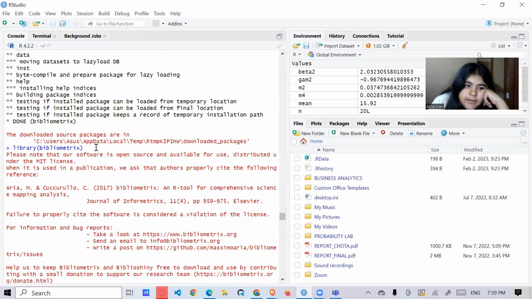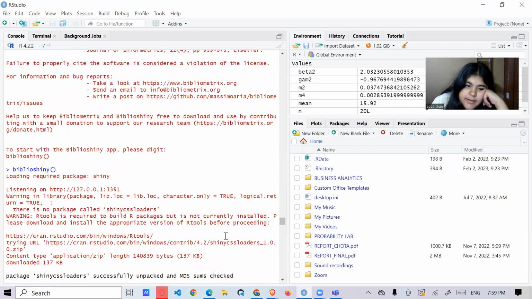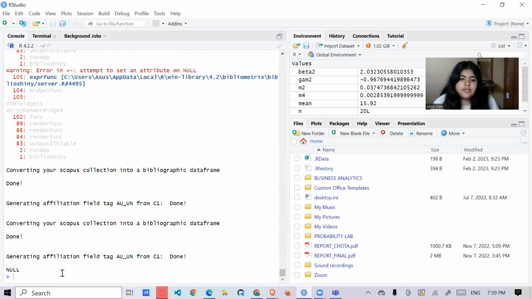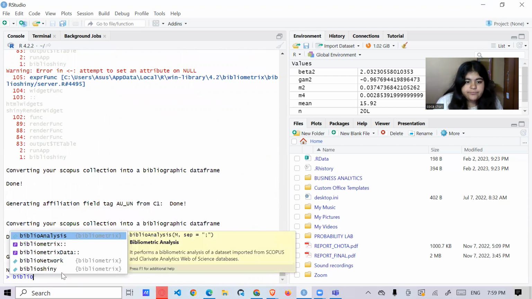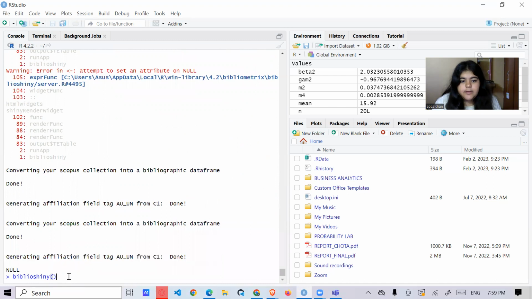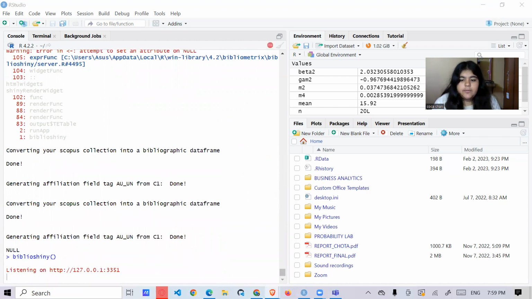And then you go to library bibliometrix, and then it will open the package for you. And then you just need to write BiblioShiny with parentheses. So I can run BiblioShiny again just to show you how we need to do it. And then this will open BiblioShiny for us.